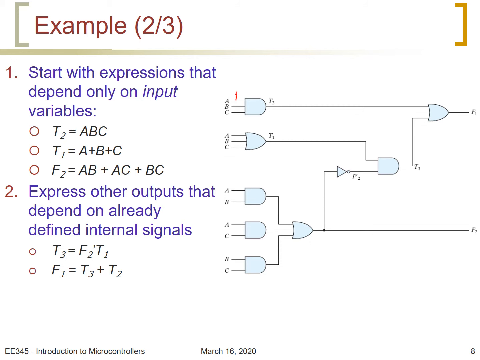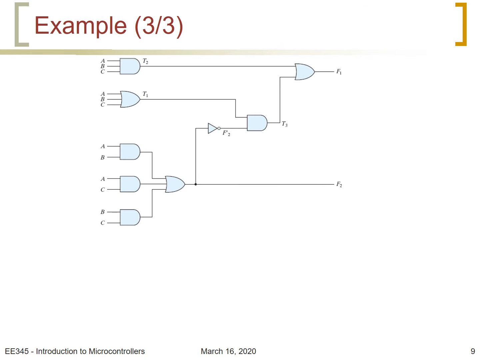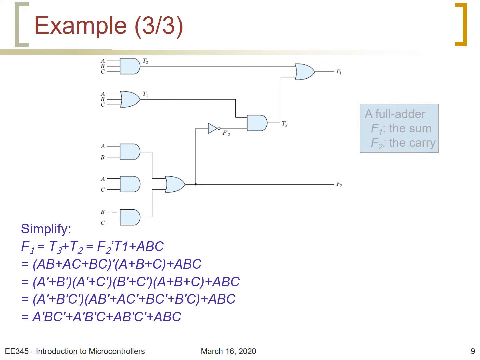So again we need to try the input 1 0 1. So A is 1, B is 0, C is 1. This will be 0, this will be 1, this will be 0, and that will be 1 here, and this will be 0, and this will be 0, and this will be 0. So we found that F1 is 0 and F2 is 1. So again we write down all the variables on this table.